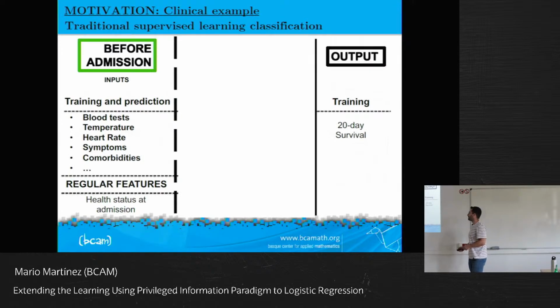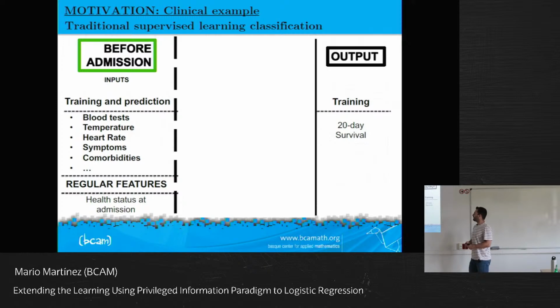Here we have an example of the prognosis of a random disease. The data that we collect are, for example, some blood tests, temperature, heart rate, symptoms, and comorbidities before the admission of the patient. And our output here is the 20-day survival, whether the patient is going to die or survive. In traditional supervised learning classification, we have these inputs and this output for training the models, and in the prediction stage, with these inputs, we can predict whether the patient is going to survive or die.